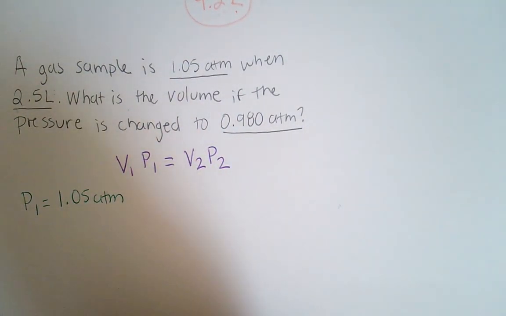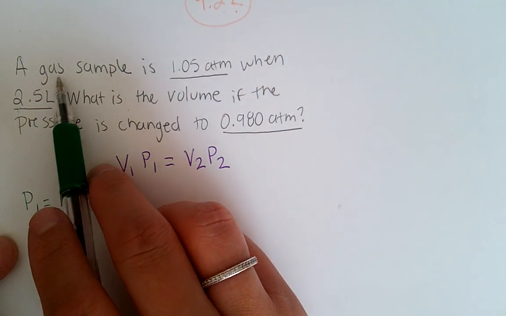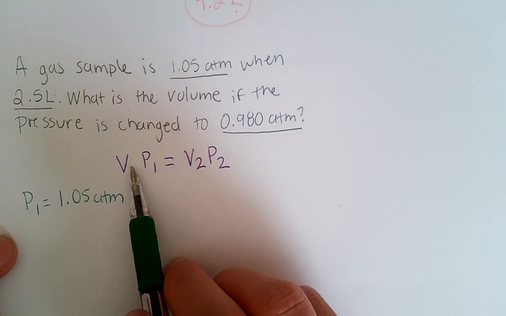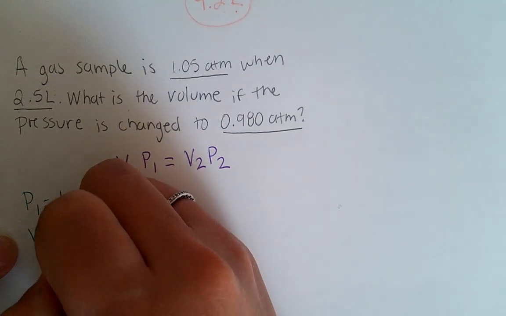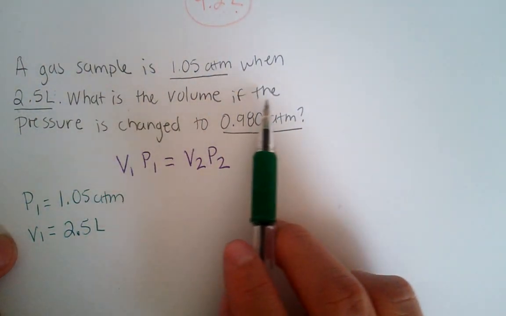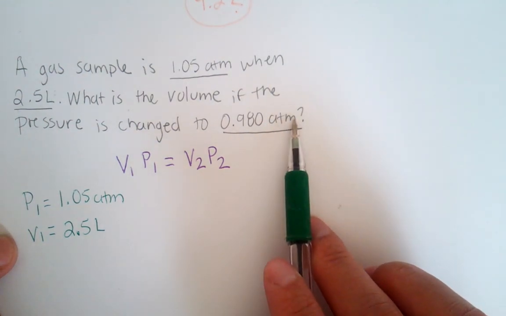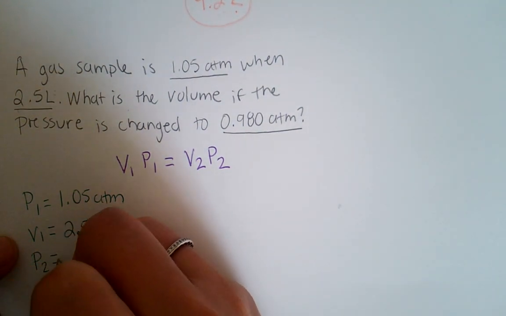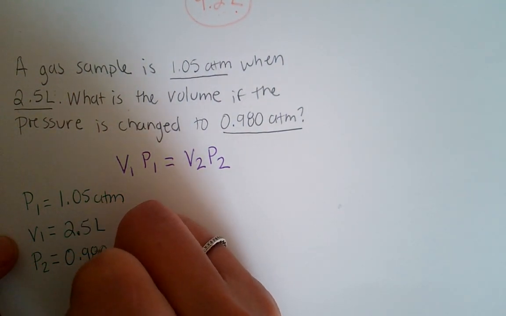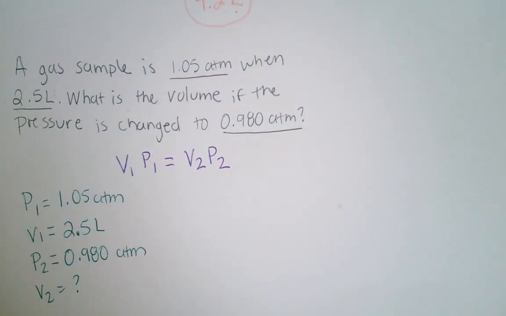Okay, now let's keep going. We have 2.5 liters. Again, this is the first volume we see, and because it's at the beginning of the sentence, it has to be volume 1. So 2.5 liters is our volume 1. Let's keep reading. What is the volume if the pressure is changed to 0.980 ATM? We see pressure again, so that has to be our pressure 2. And what are we missing? We're missing V2. We don't know what V2 is. That's our question mark, or better yet, that's our X.